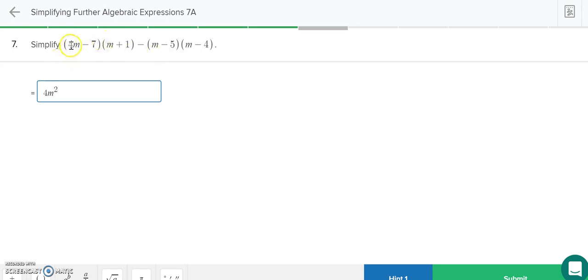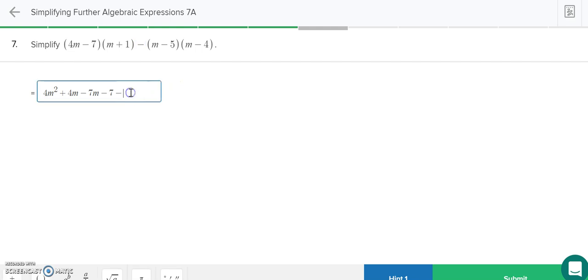Then for our outer terms, we're going to be doing 4m times 1. So that's going to give me, sorry, plus 4m. Then we're going to do our inner terms, which is minus 7 times m, so that's negative 7m, and then we're going to multiply our last two terms, so that's negative 7 times 1, which is negative 7.